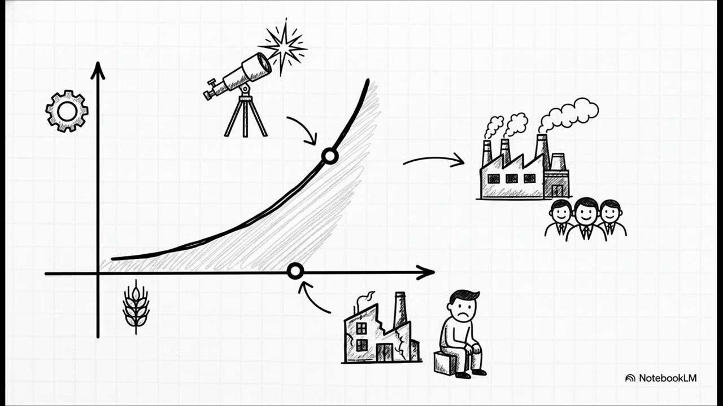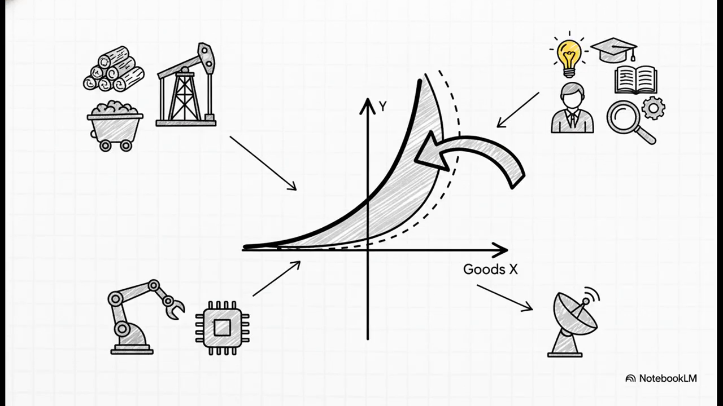Well, that means something's wrong. We're being inefficient. A perfect example is a recession, right? You've got high unemployment, factories sitting empty, we're not living up to our potential. And a point way out beyond the curve, that's the dream. It's currently impossible, but it's where we want to go. So the big question is, how do we get to those impossible points? How do we reach for the dream?